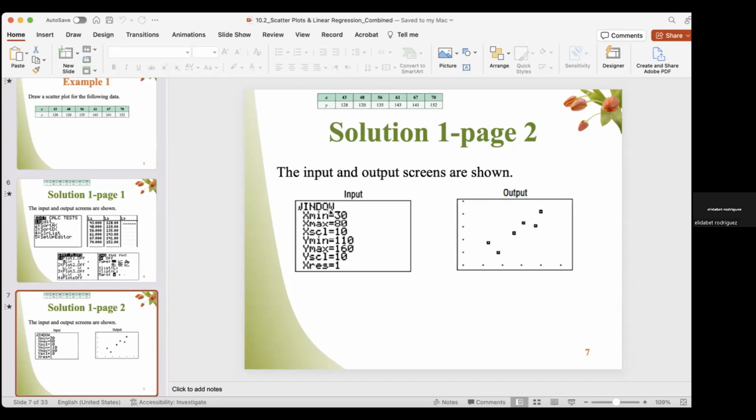So for X minimum, I chose 30. You could have chosen 40, okay? X maximum, I pick 80 because the largest X value that I saw here was 70. So I pick 80. I don't recommend this because it's sometimes very difficult. So instead of choosing window, go to zoom and pick zoom stat. Then here is your scatter plot.